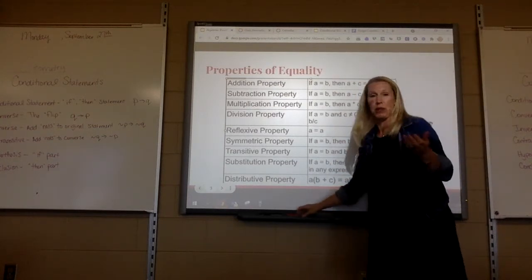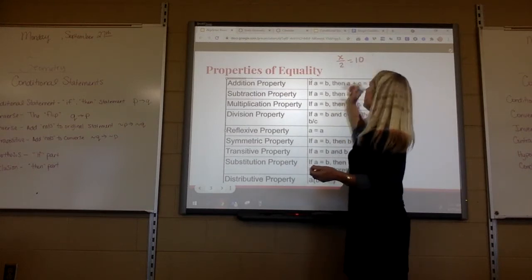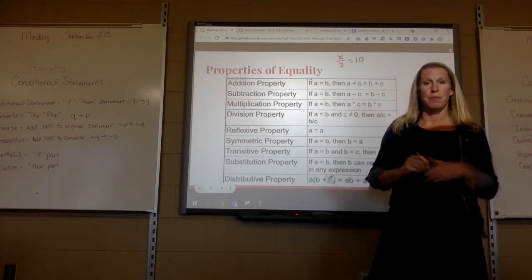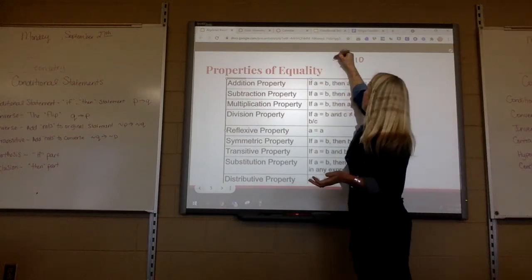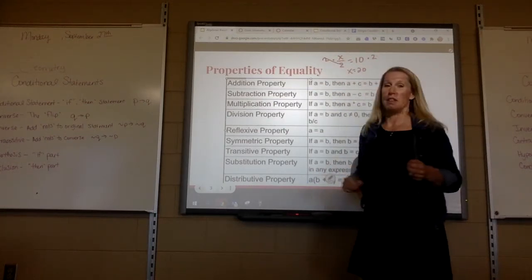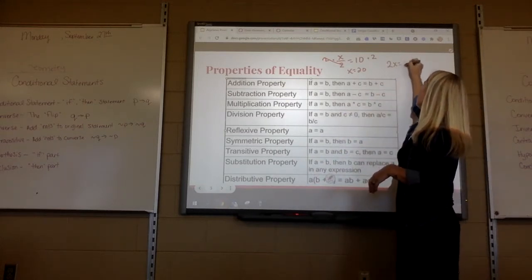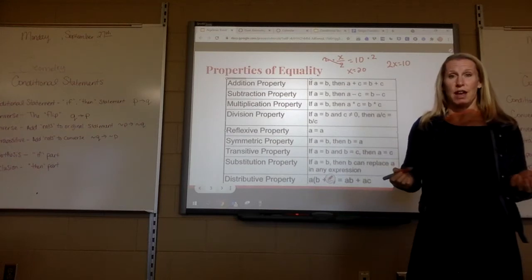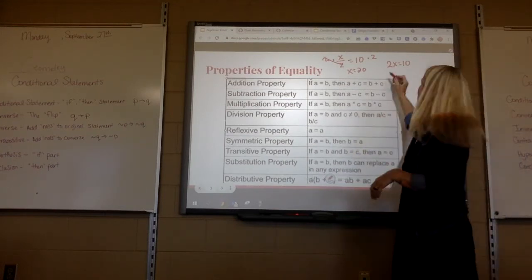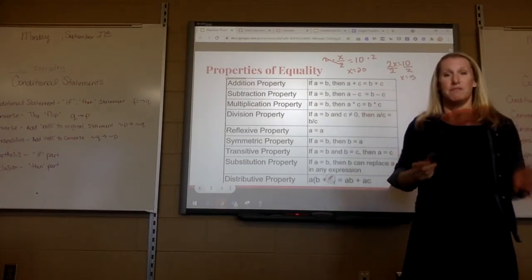Multiplication and division property, same idea. If I had x over 2 equals 10, what would I do to solve that? Well, I would multiply both sides by 2. So that would be multiplication property. Well, if I had 2x equals 10, what would I do to solve that? Well, I would divide both sides by 2. X equals 5. So that would be the division property.